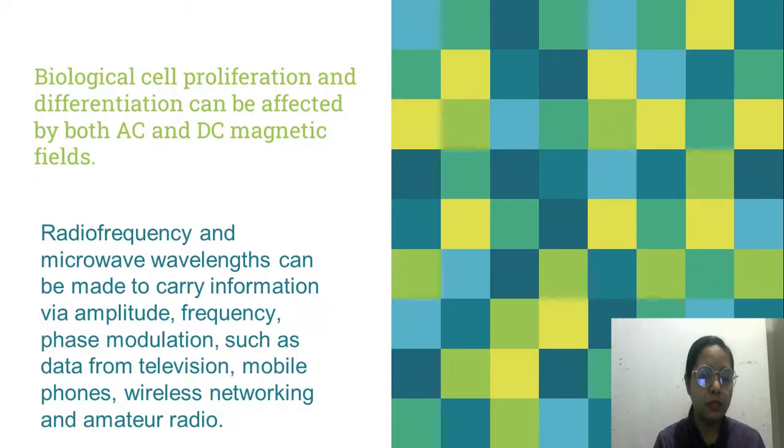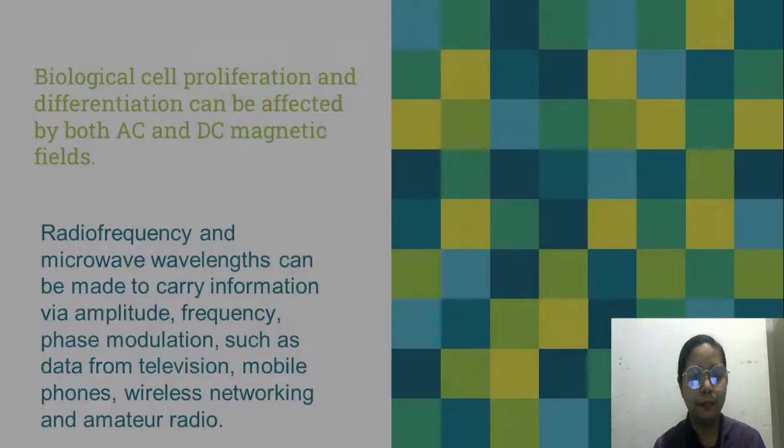Next, radio frequency and microwave wavelengths can be made to carry information via amplitude, frequency, phase modulation such as data from television, mobile phones, wireless networking, and amateur radio. So these are examples of applications of radio and microwave wavelengths.